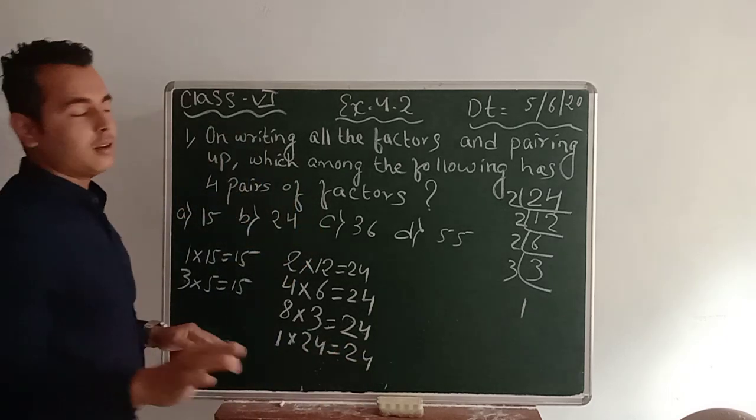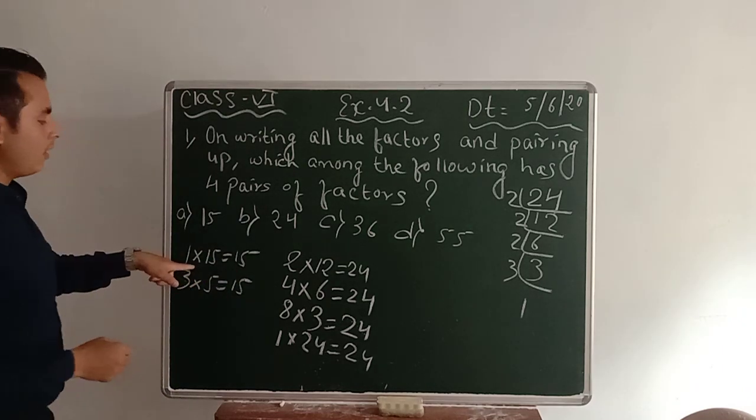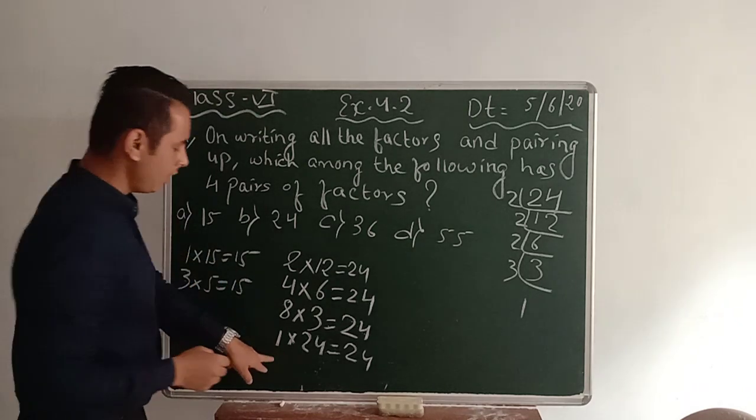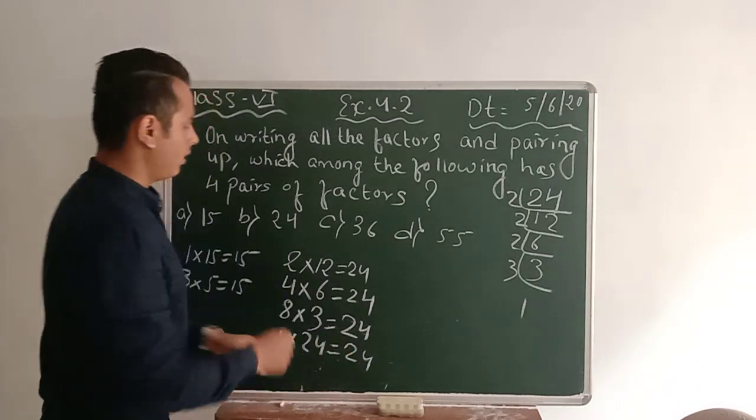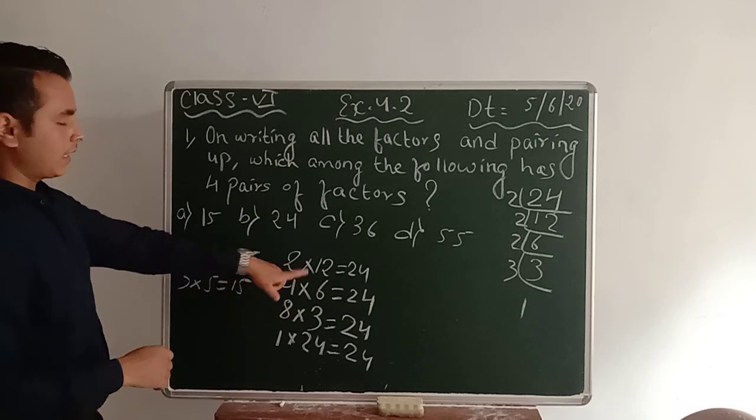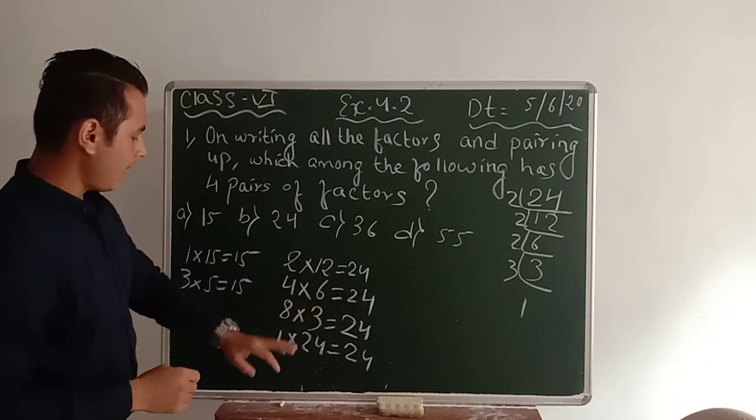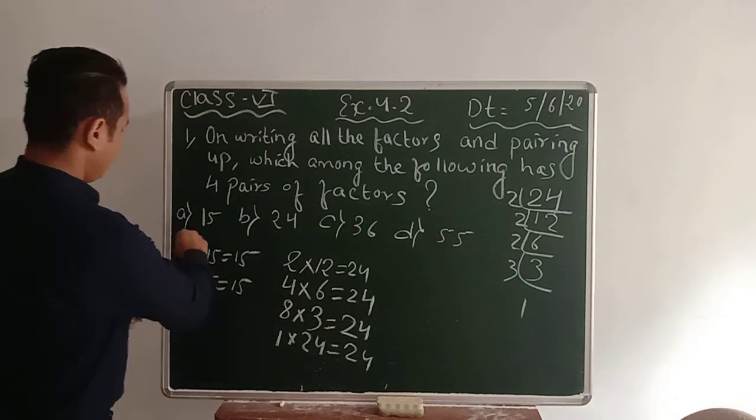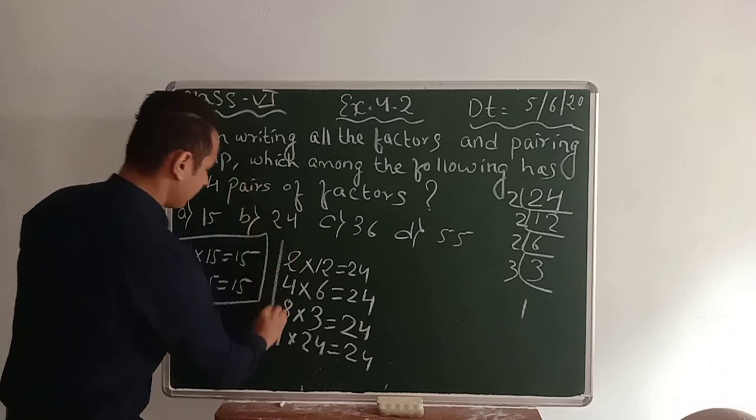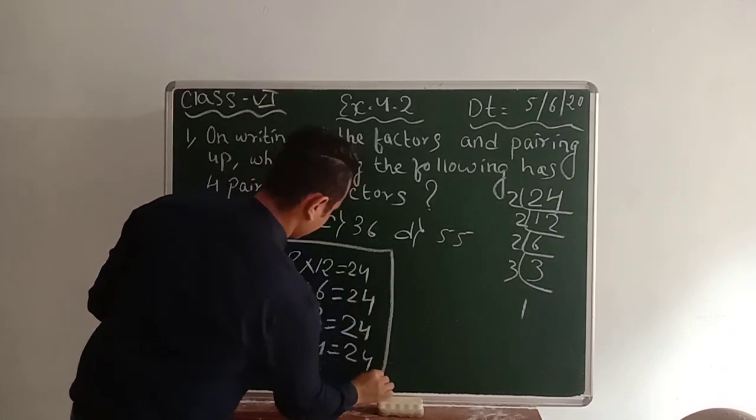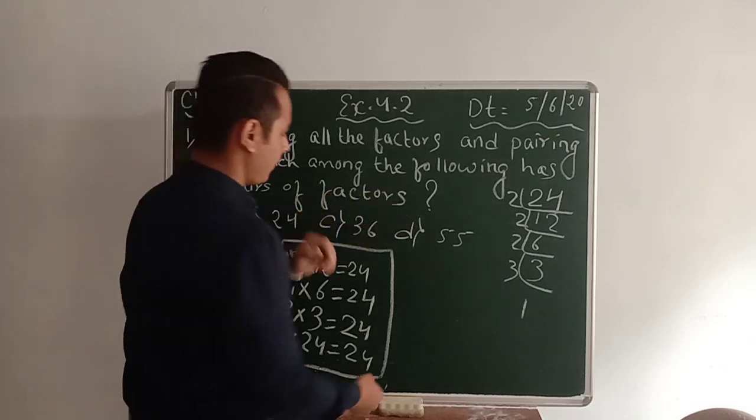1 is the factor of all the numbers. Here also 1 is the factor of 15, and 1 into 15 is 15. Similarly, 1 is the factor of 24, so 1 into 24 equals 24. Now this 24 has four pairs of factors. See here: 2 into 12, 4 into 6, 8 into 3, and 1 into 24. This 15 has two pairs of factors, and this 24 has four pairs of factors. We have already found it, but let us do 36 and 55 also.